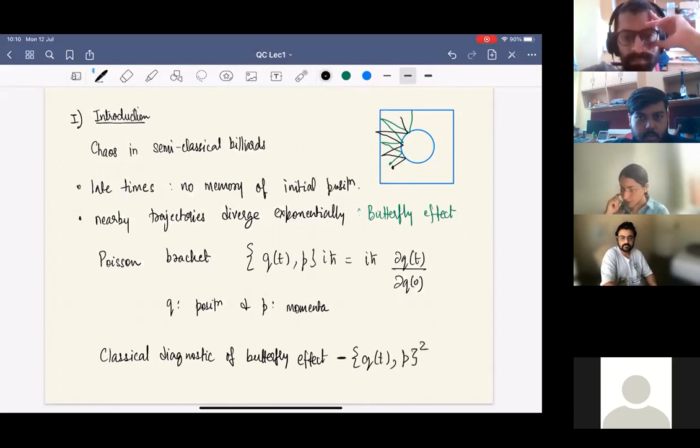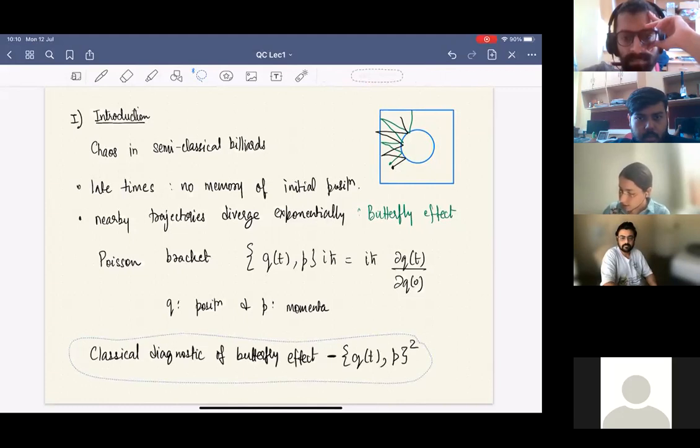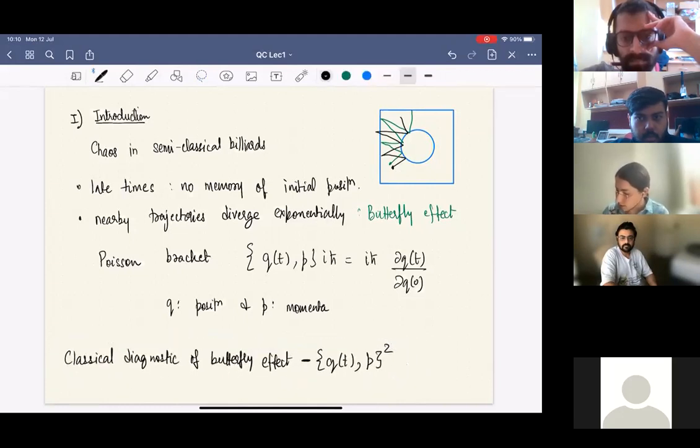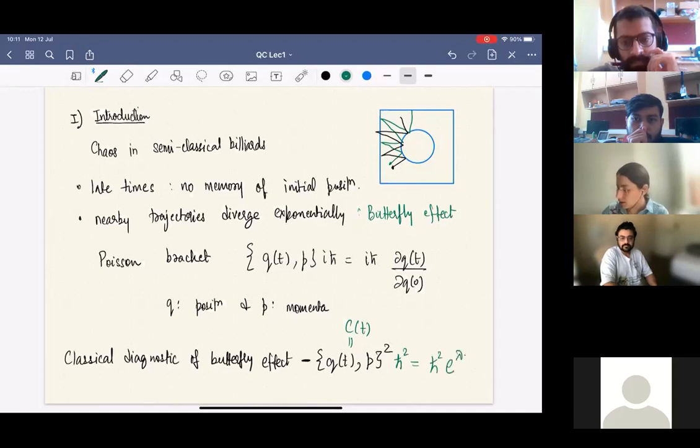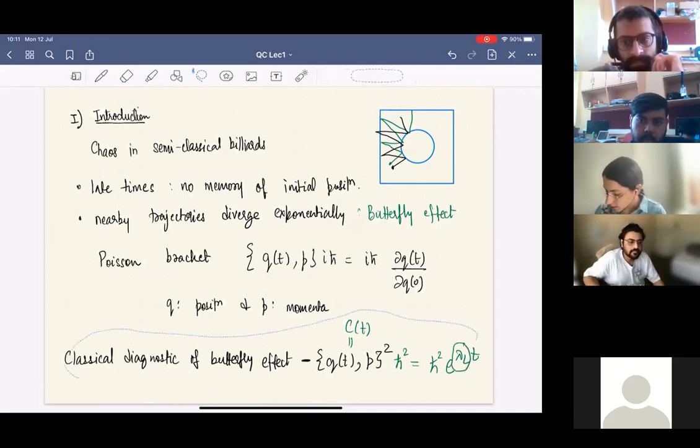Minus the square of this Poisson bracket, this diagnostic, let's just call it some function C, and we will refer to this quite often in the lecture. It grows exponentially at late times with an exponent lambda L. Let me just copy this to the next slide.